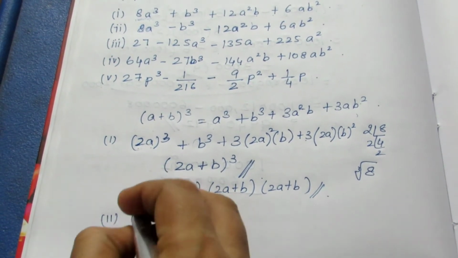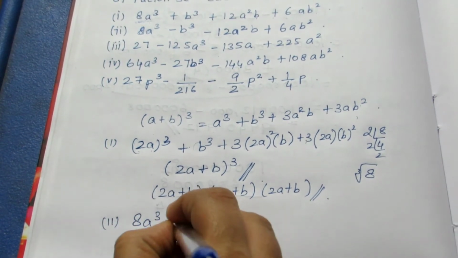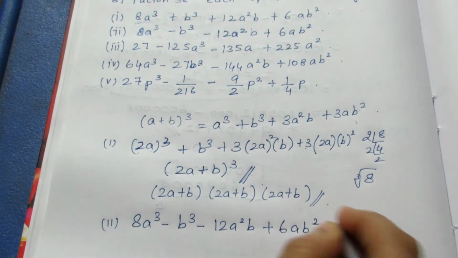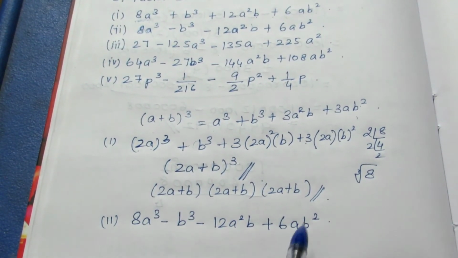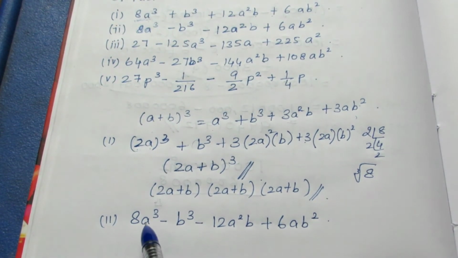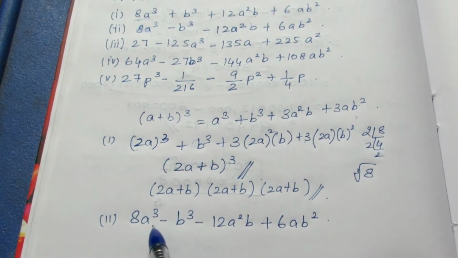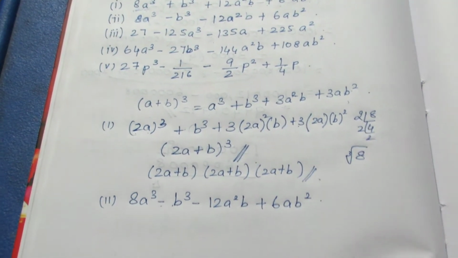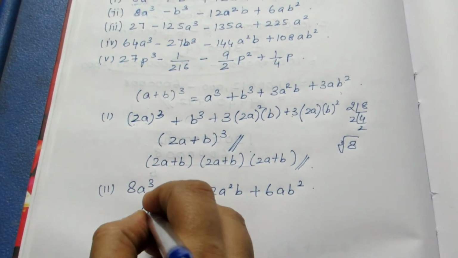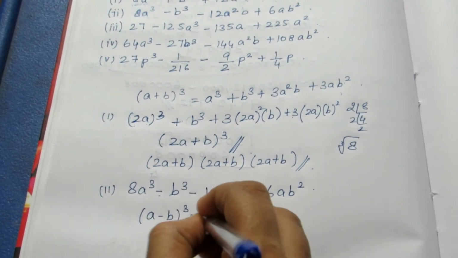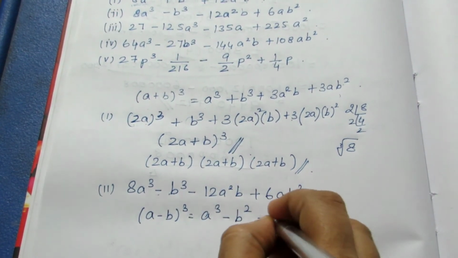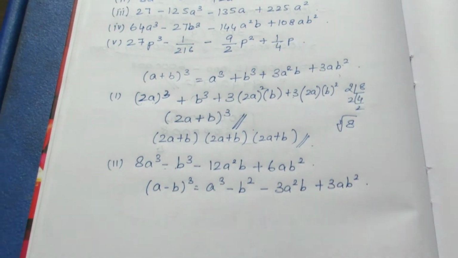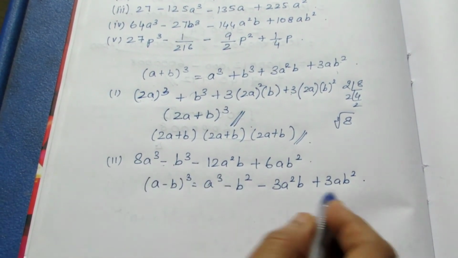In the second one, it is given as 8a cube minus b cube minus 12a square b plus 6ab square. 2 cubes and 2 squares, that means this should be in a minus b whole cube, because in b we have a minus sign. So this should be in the a minus b whole cube formula. Let me write the identity. A minus b the whole cube is equal to a cube minus b cube minus 3a square b plus 3ab square.